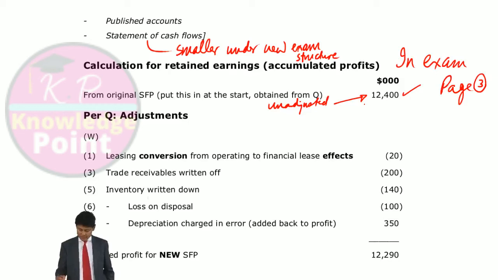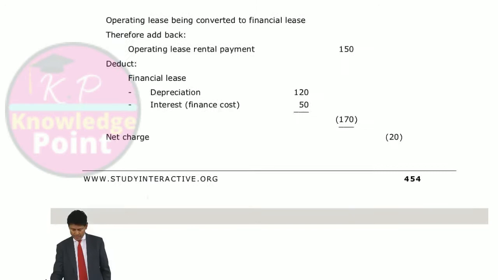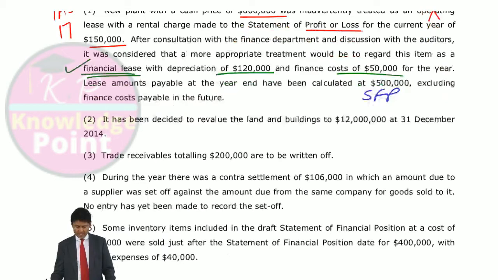The adjustments, 20,000 must be deducted because obviously they've charged 150, they should have charged 170. And that's the end of that. Very straightforward indeed. We'll do the SFB later. We then come across some revaluations. So let me go back to my question paper and see if I can pick this up. So the first item is done.